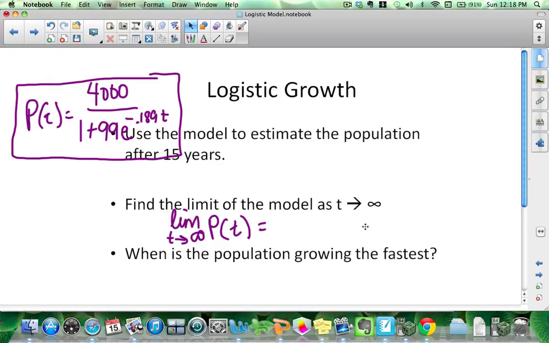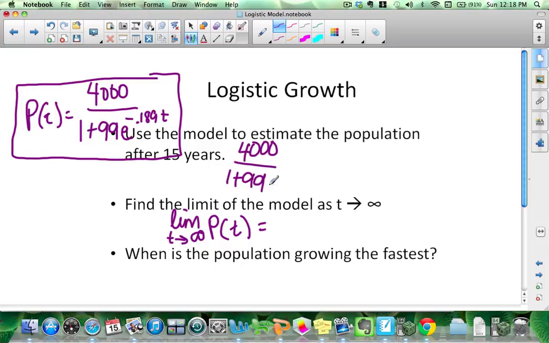Okay, so to estimate the population after 15 years, what are you going to do? Well, you're going to plug in 15 for t. So it's going to be 4,000 over 1 plus 99 times e to the negative 0.189 times 15, which gives me 587.101. So about 587 elk. Find the limit of the model as t goes to infinity. That should be easy. That is the carrying capacity, 4,000.